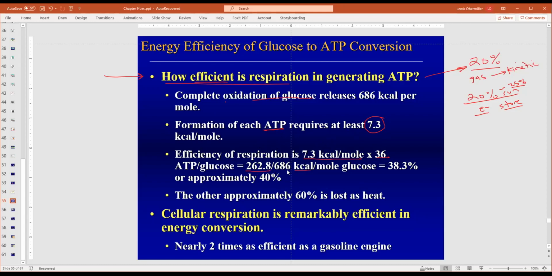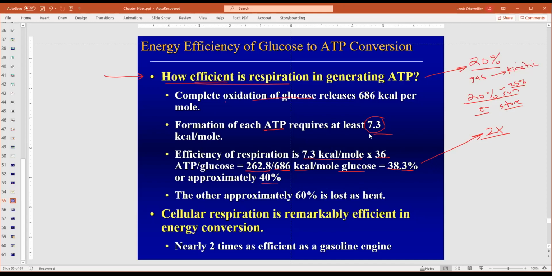Remember, it's actually kilocalories per mole of glucose, which actually has 686 calories in it. So that means we're about 40% efficient at converting glucose to ATP, which is about twice as efficient as any current system we have of electrical conversion.